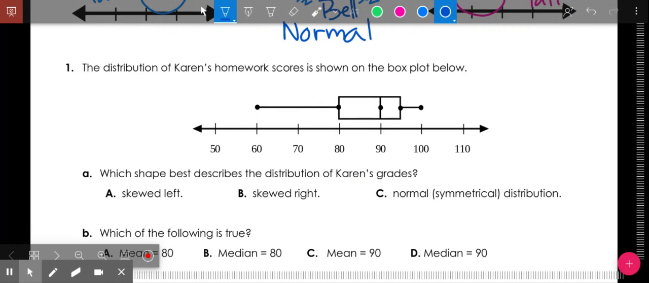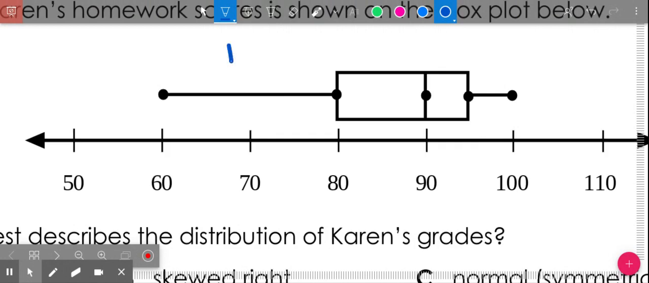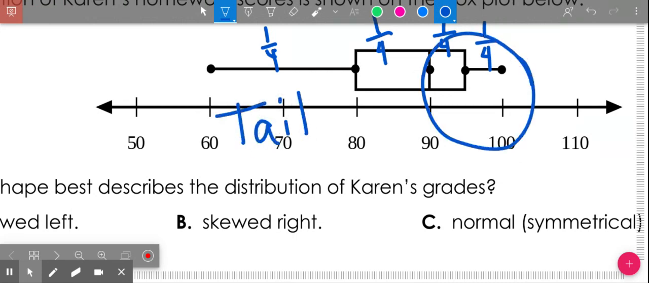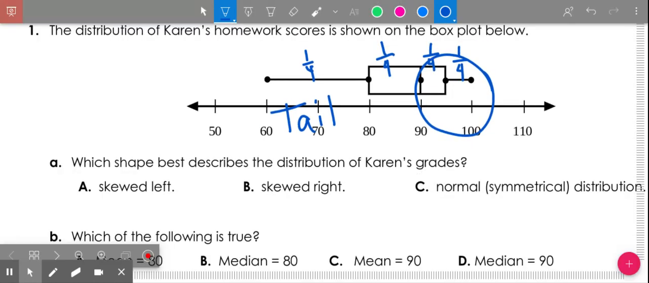All right, we've got Karen's homework scores. So if we're trying to figure out what shape we have here, we see 1/4 of Karen's scores are below her first quartile. 1/4 right here, 1/4 here, and 1/4 here. We can tell that the lump is there and the tail is on the left. So this has to be skewed left.